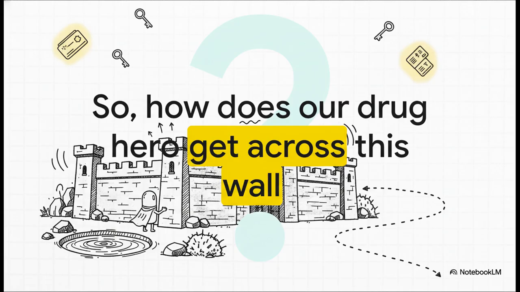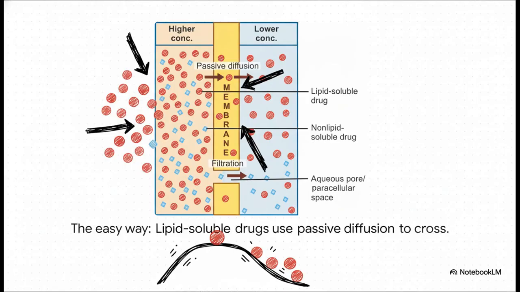Well, turns out there are a couple of ways. The easiest way in is for drugs that are lipid-soluble, basically drugs that like fats. Since the membrane itself is fatty, these drugs can just dissolve right through it. Simple, huh? This is called passive diffusion. It doesn't need any energy. The drug just moves from where there's a lot of it to where there's less of it. It's like coasting downhill on a bicycle.